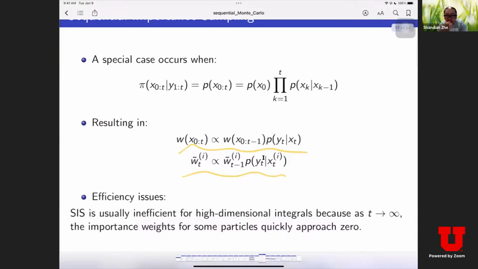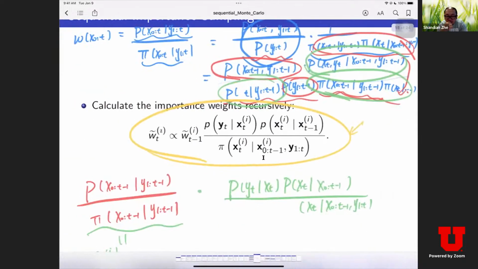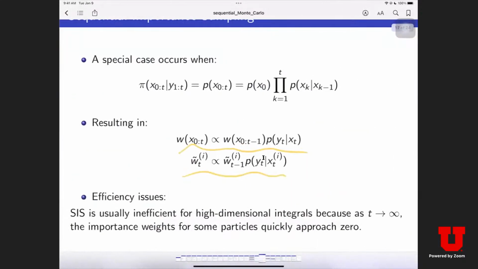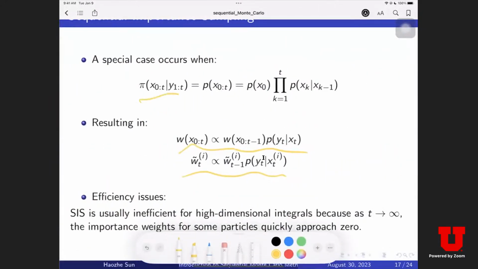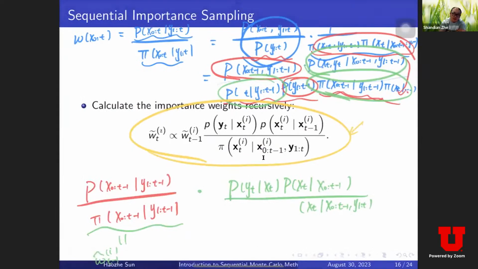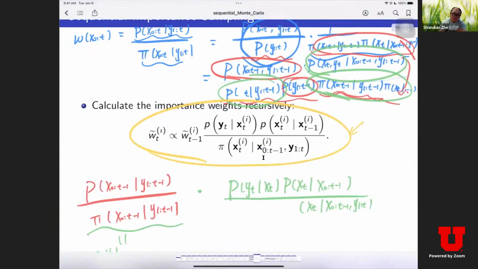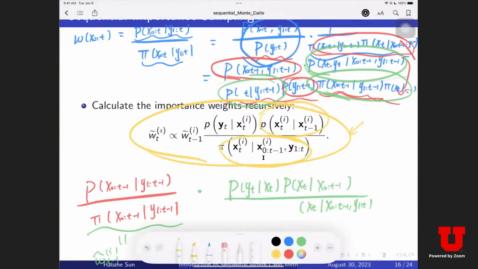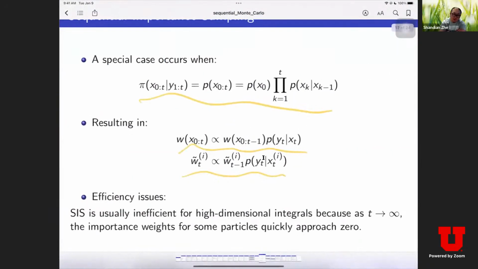Can you go back one slide? I just want to look at how everything is cancelled. This slide. Oh, okay. Yeah. Then the p xti given xt minus I will be cancelled. Also the denominator. The denominator will be exactly p xti given xt minus I. Yeah. That's right. If we use this pi, we will get these two things cancel out.